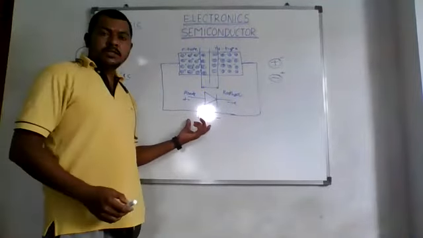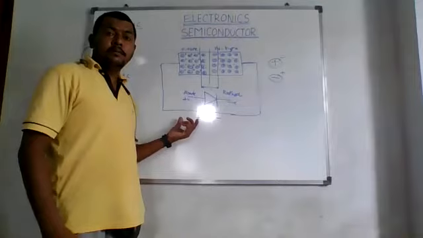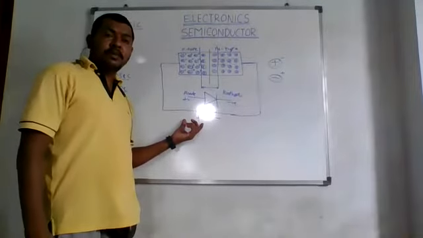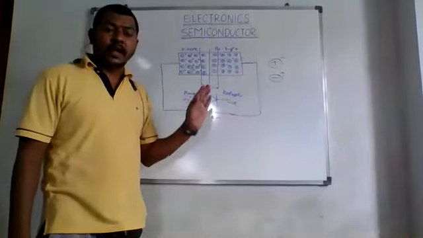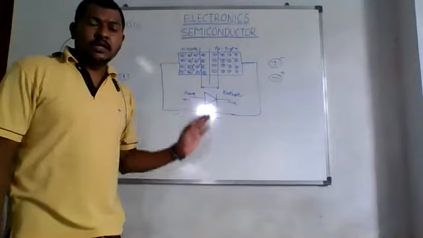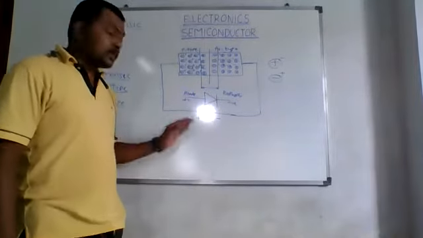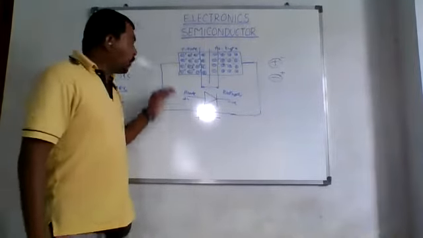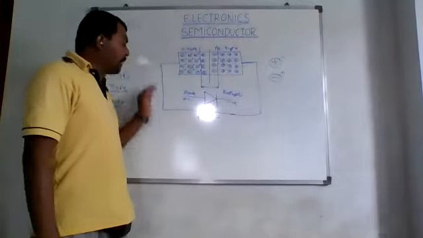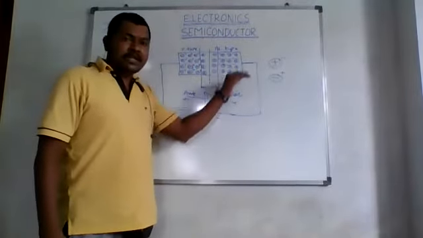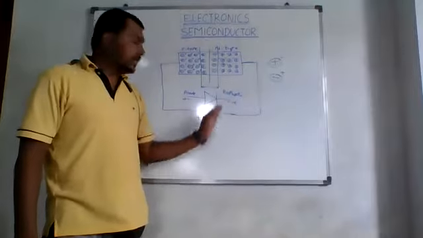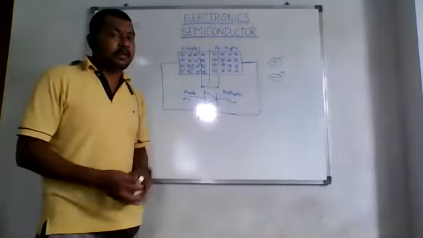So this is how it is being connected. So when the positive terminal of a battery is connected to P type and the negative terminal is connected to N type, what happens? Then the positive holes are going to be repelled by this positive potential, whereas the negative electrons in N type are going to be repelled by the negative potential connected to the battery.